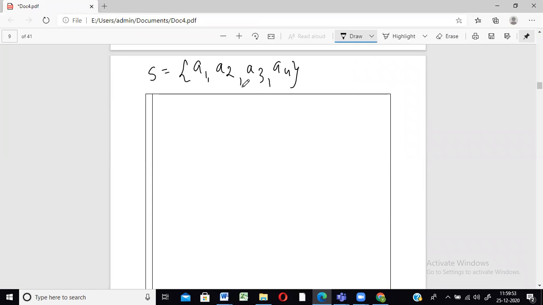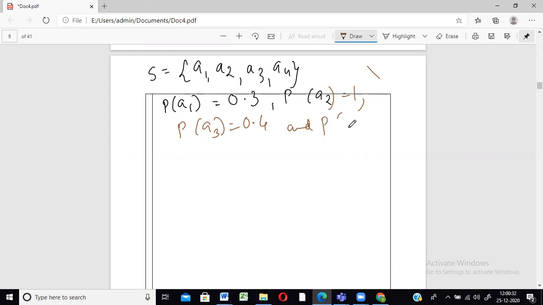Suppose these are the elements of a sample space: A1, A2, A3, and A4. They can be anything, okay? They're just giving you in general. Suppose probability of A1 is equal to 0.3. Probability of A2 is equal to 0.1. Probability of A3 is equal to 0.4. And probability of A4 is equal to 0.2.